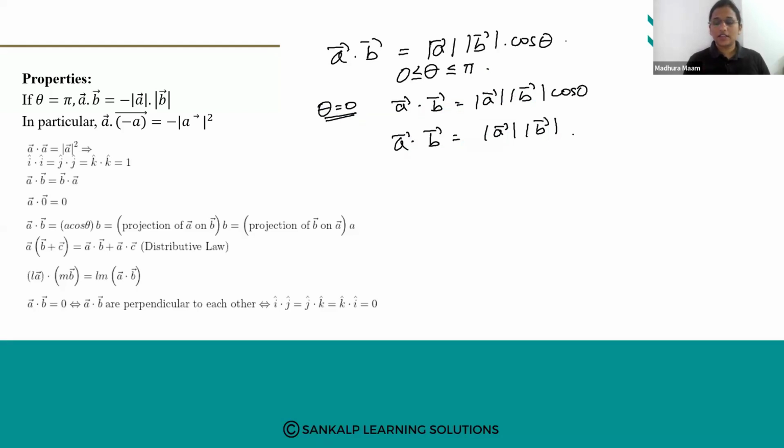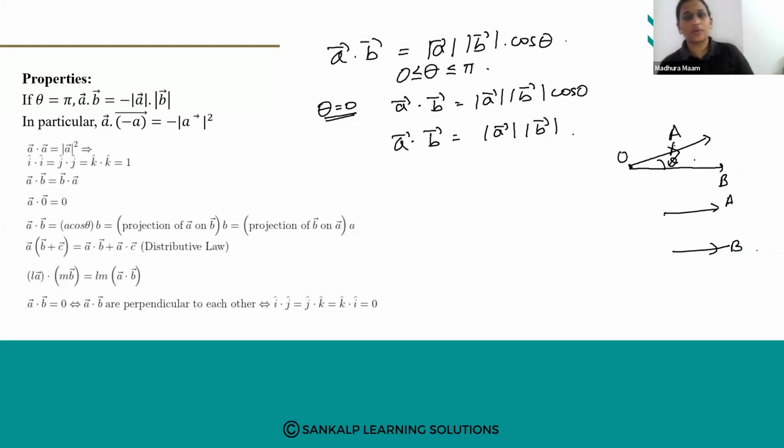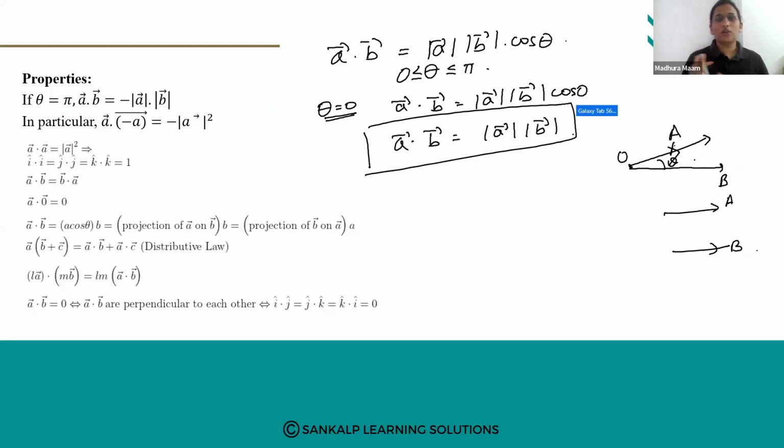See, suppose there is a vector A, but if it is B, then some theta is defined, some angle between them. Theta is 0 means what? There is no angle between them. So they are something like this. Now, since they are something like this, there is no question of an angle here. So simply your dot product will be magnitude of A into magnitude of B. That's it. So this is your first case.